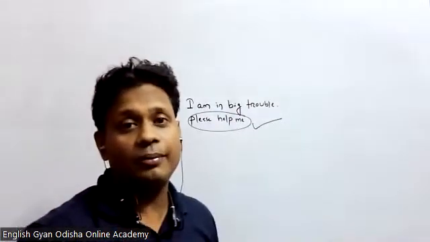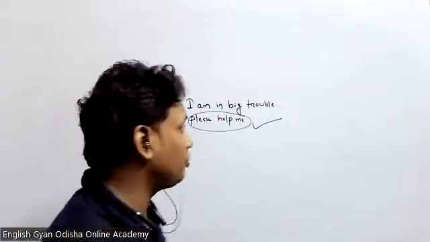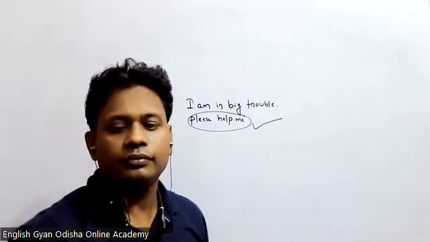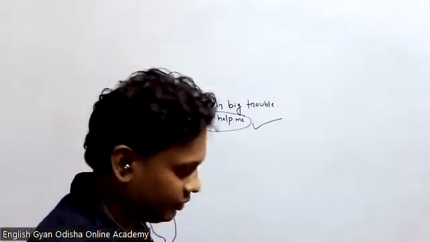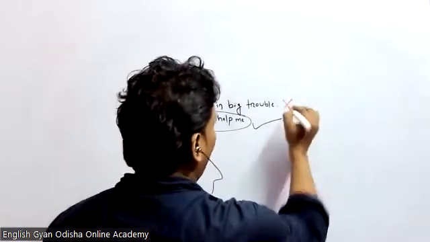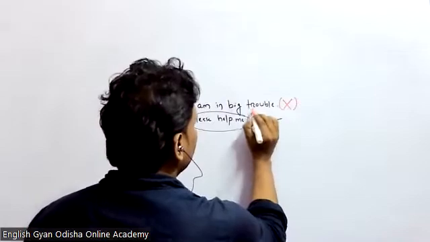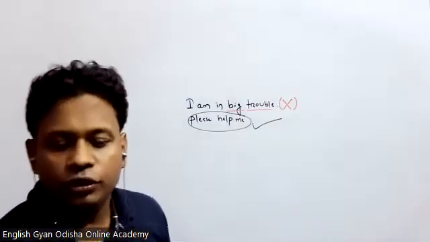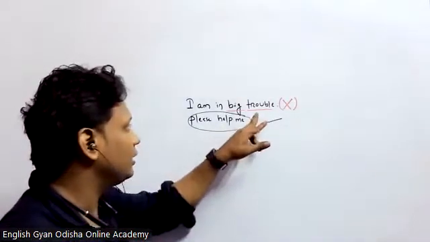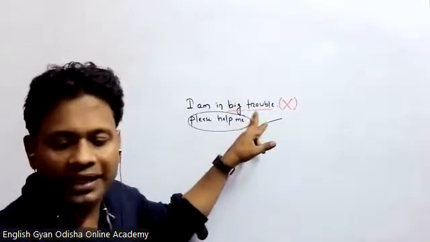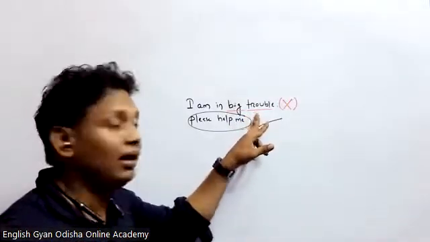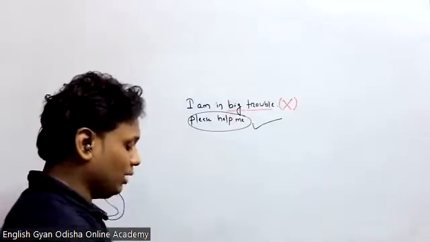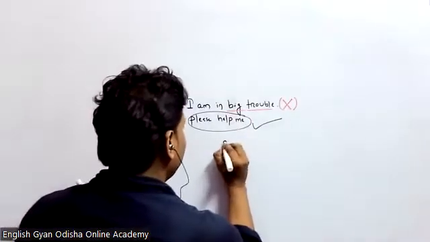Suppose I replace it with "trouble." What is the problem? If I say "trouble," it will be a wrong sentence. This will be completely wrong. Why wrong? Because "trouble" doesn't take "big." Trouble is a noun, and big is an adjective. Here the actual sentence will be "I am in deep trouble."